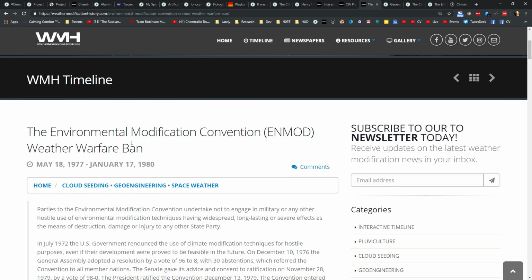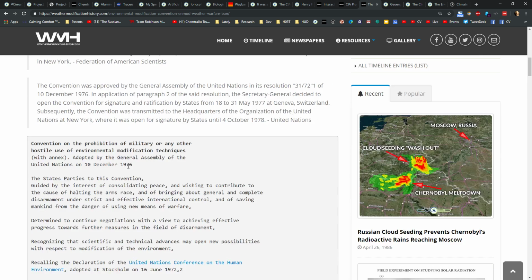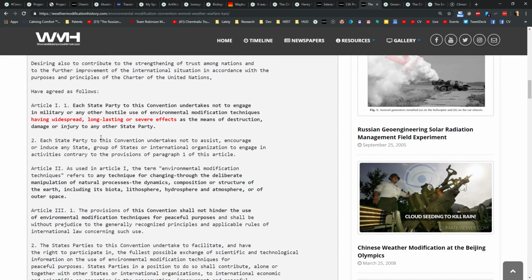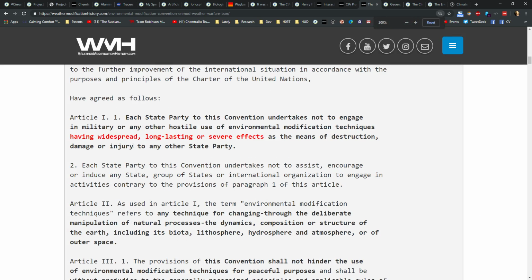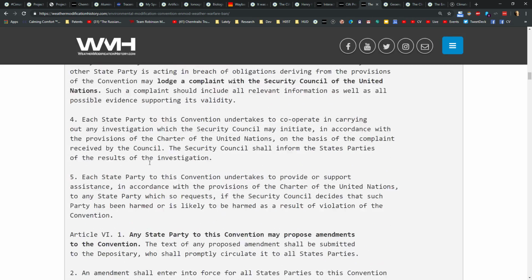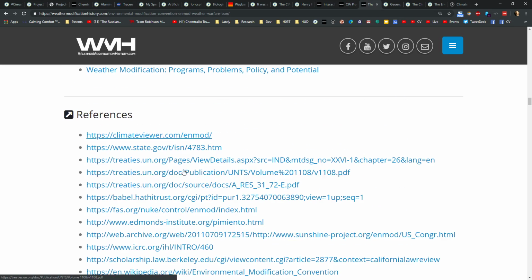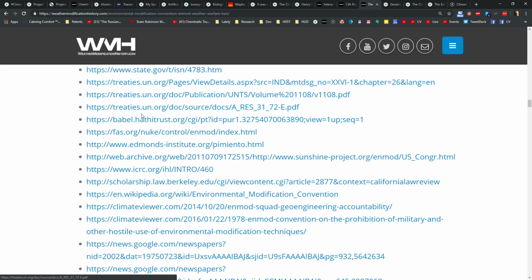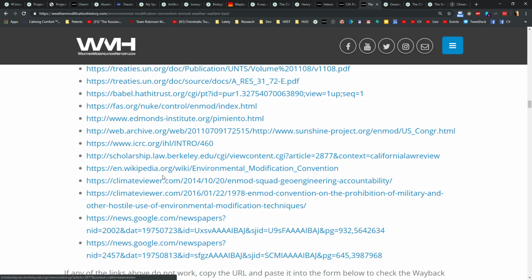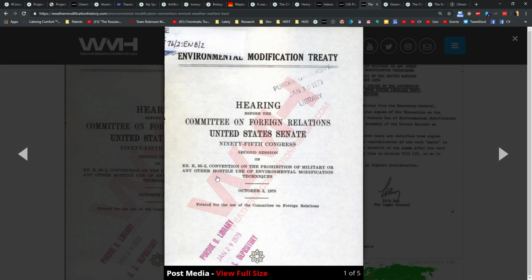The Environmental Modification Convention Weather Warfare Ban was signed in 1977 and came into force in 1978, and you can see that each state party to this convention undertakes not to engage in military or other hostile use of environmental modification techniques having widespread, long-lasting, or severe effects as a means of destruction, damage, or injury to any other state party. So this is the actual wording of the Weather Warfare Ban. You can actually see it. I've got several pages on this here where you can see the actual document. This is what it looks like.